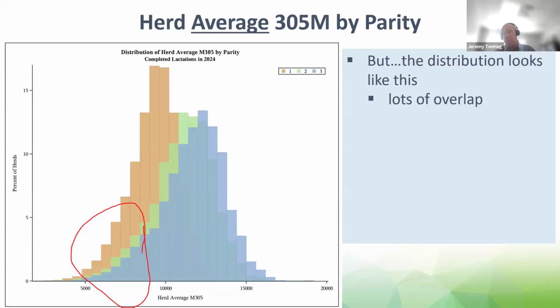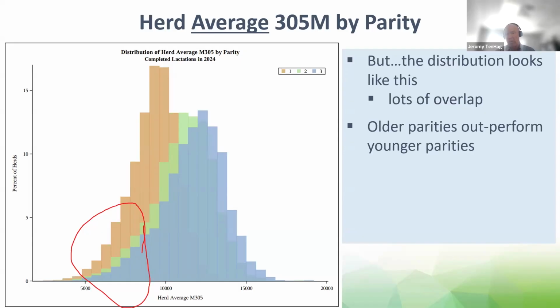Distribution of 305 milk by parity doesn't look like the previous slide. It looks like this slide. And there's lots of overlap. So the first lactation animals are in the orangey yellow, lactation 2 is kind of tucked in behind there, they're the green bars, and then our lactation 3 plus cows are in the blue bars. But you'll see there's tremendous overlap across all of these different lactation groups.